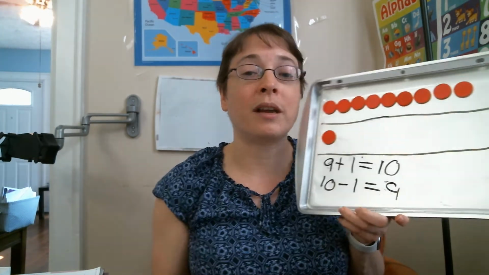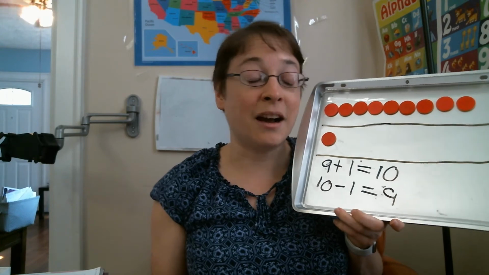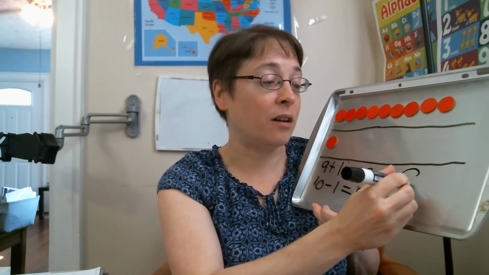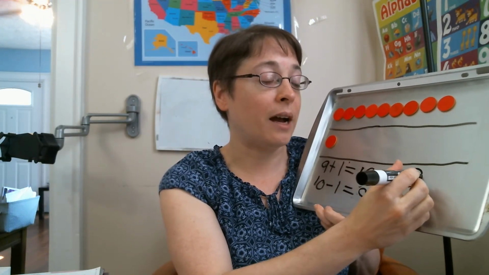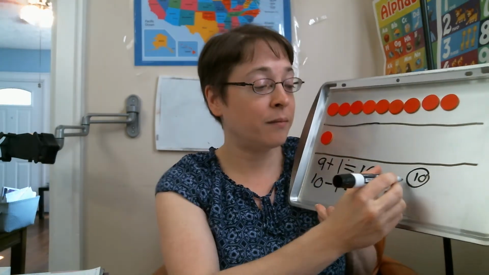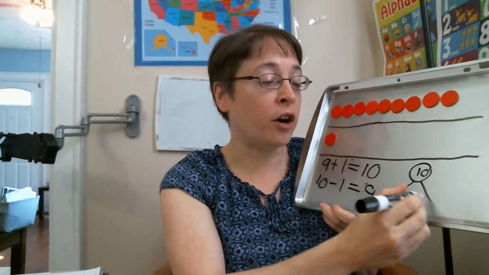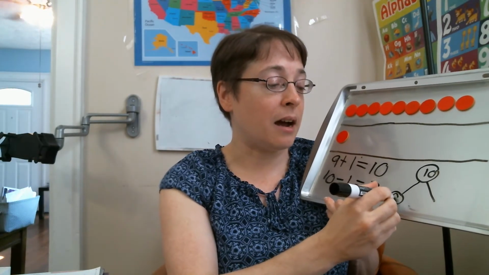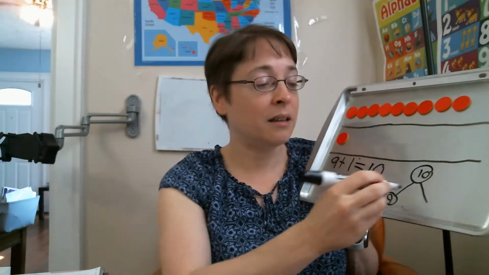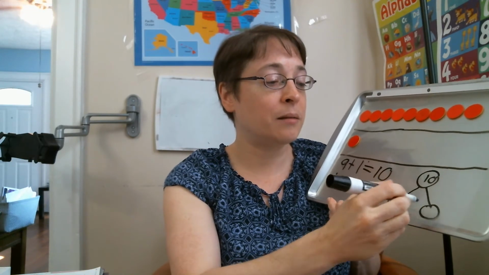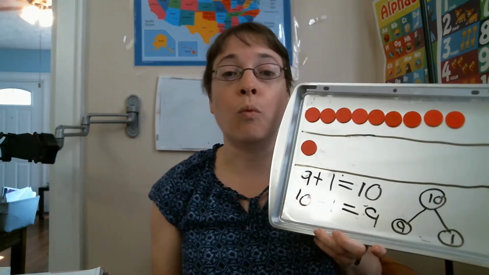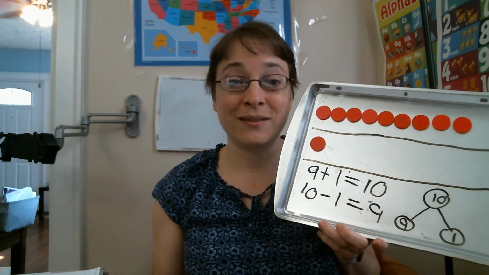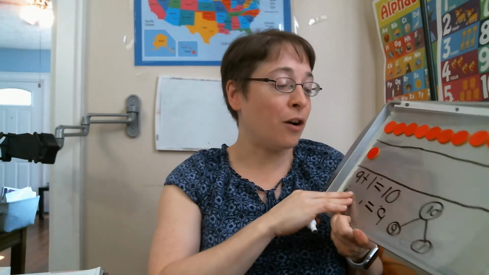And remember, we can make our number bond. So in our number bond, we have 10. And what are our parts? 9 and 1. Very good.